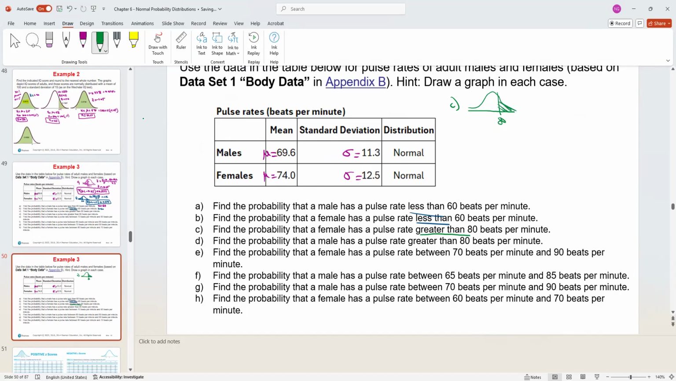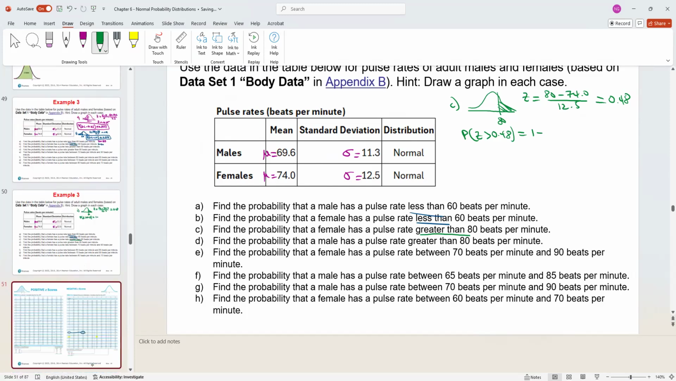Now all I need to do is convert that X using the mean, 80 minus 74.0 over 12.5. So female greater than 80. For this one, it gives us positive 0.48. Now, remember, in this case, we are on the right. So probability that Z is greater than 0.48, the first thing to do, whatever I find from the table, I need to subtract it from 1.